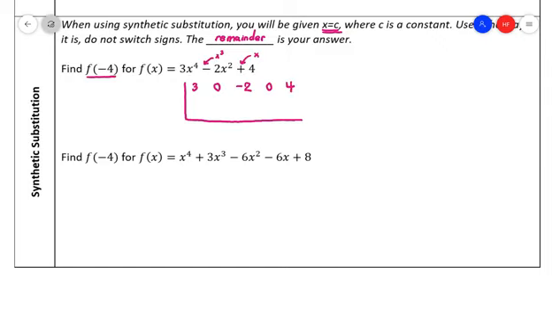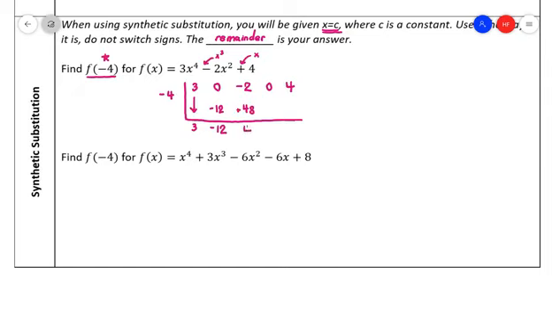And when we are doing substitution, we take that other number that goes on the outside as it is. So we're not going to change this. It stays exactly the same, so it stays a negative 4. Drop the first and multiply. Negative 4 times 3 is negative 12. 0 minus 12 is negative 12. Negative 4 times negative 12 is positive 48.